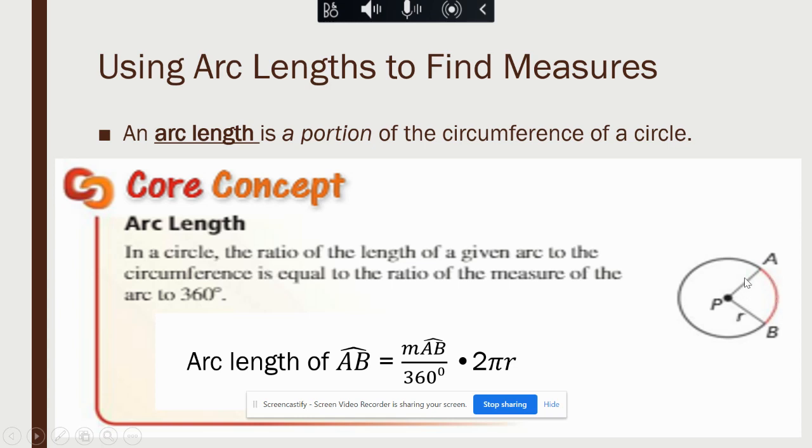Okay, so we learned about central angles in the previous sections. Remember, our central angle is the same as the measure of the arc. So 360 is the total degrees of the circle. We're taking the fraction of this circle and multiplying it by the 2 pi r, the circumference.